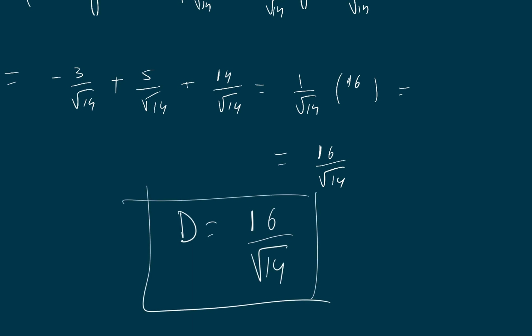If this number, the dot product, were negative, you would take the absolute value. And that's all. Good luck.